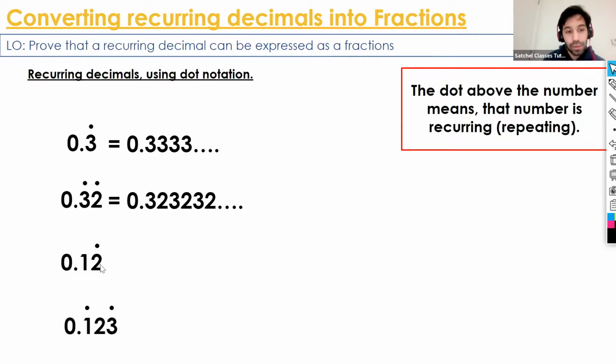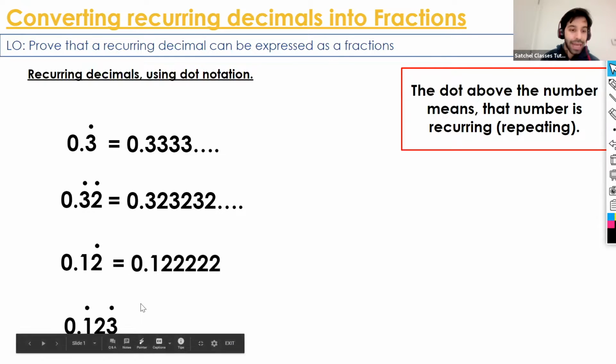Now we have 0.12 with the dot above the 2. So only the 2 is going to be repeating. So our decimal is going to be 0.12222 with the 2 recurring to infinity. And lastly, we have 0.123.